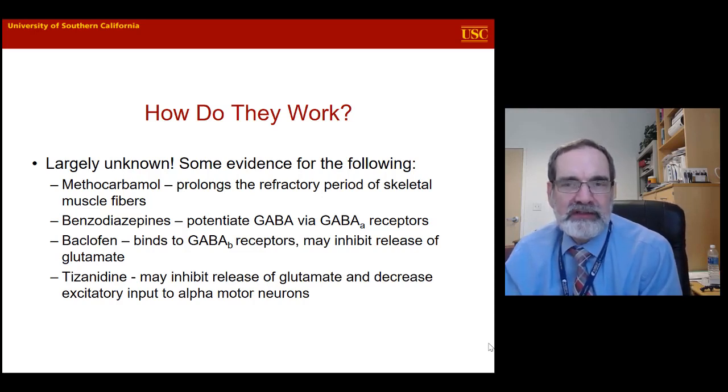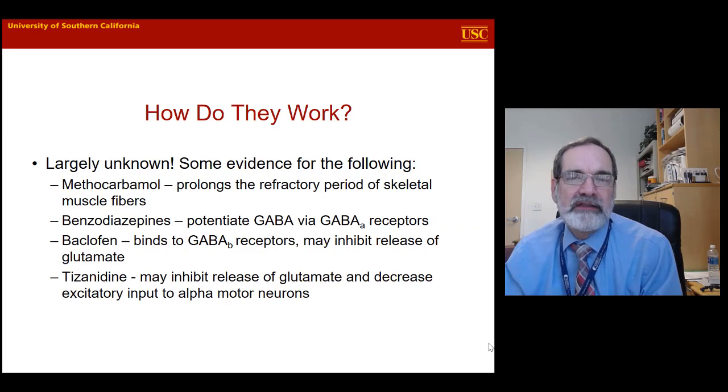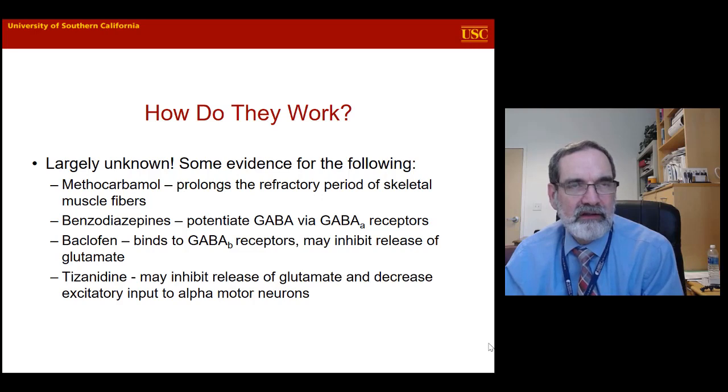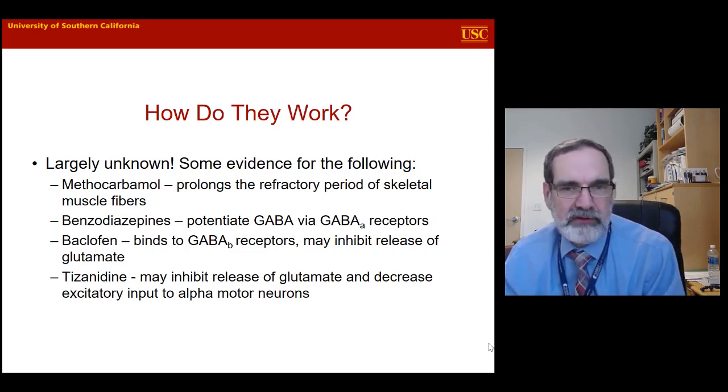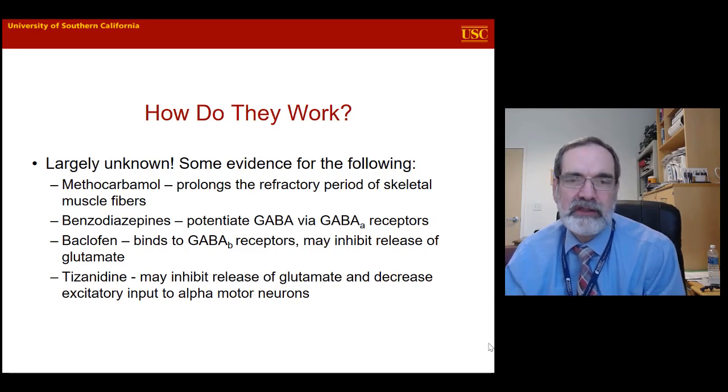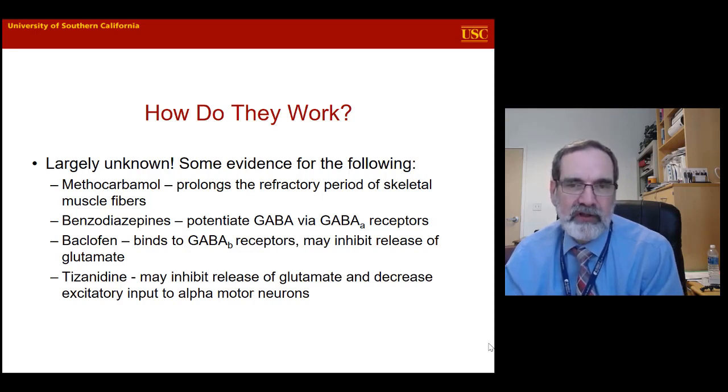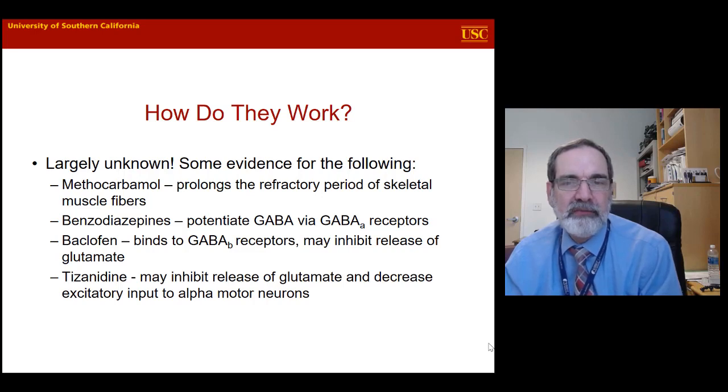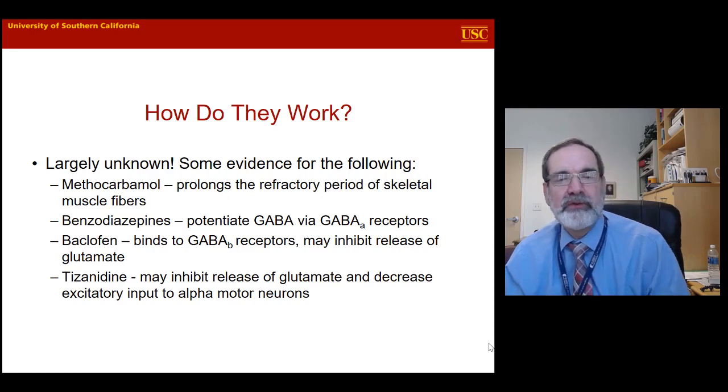Methocarbamol, there's some evidence that it prolongs the refractory period of skeletal muscle. Benzodiazepines potentiate GABA via the GABA A receptors, whereas baclofen binds to GABA B receptors and may inhibit the release of glutamate, an excitatory neurotransmitter, whereas GABA tends to be inhibitory. And tizanidine, which binds to the alpha-2 receptor, may inhibit the release of glutamate and decrease excitatory input to the alpha motor neurons.